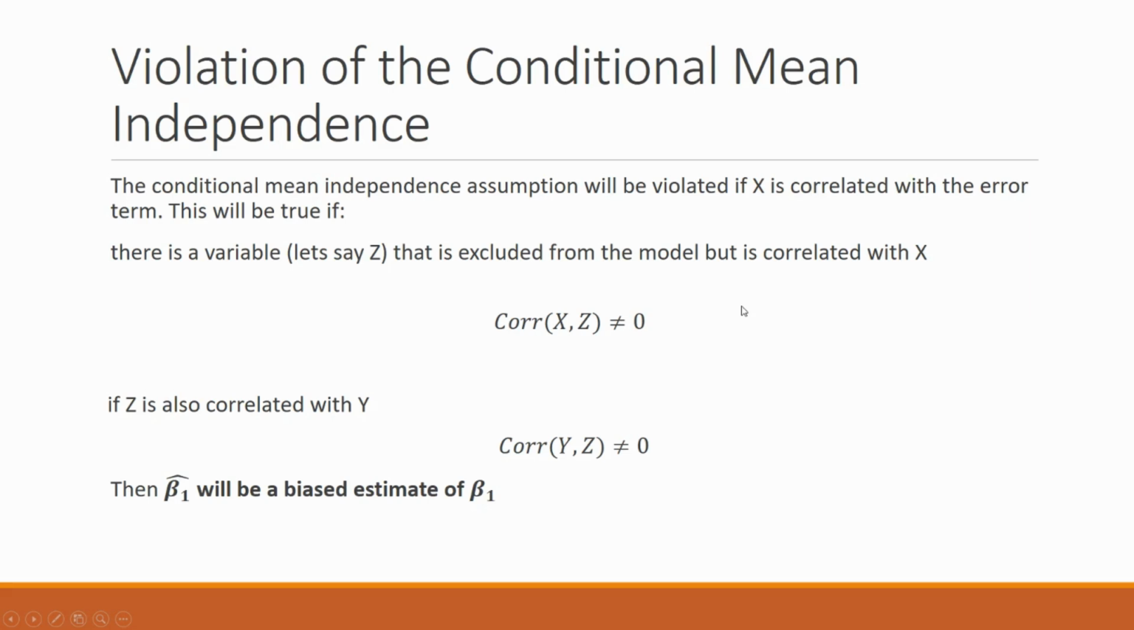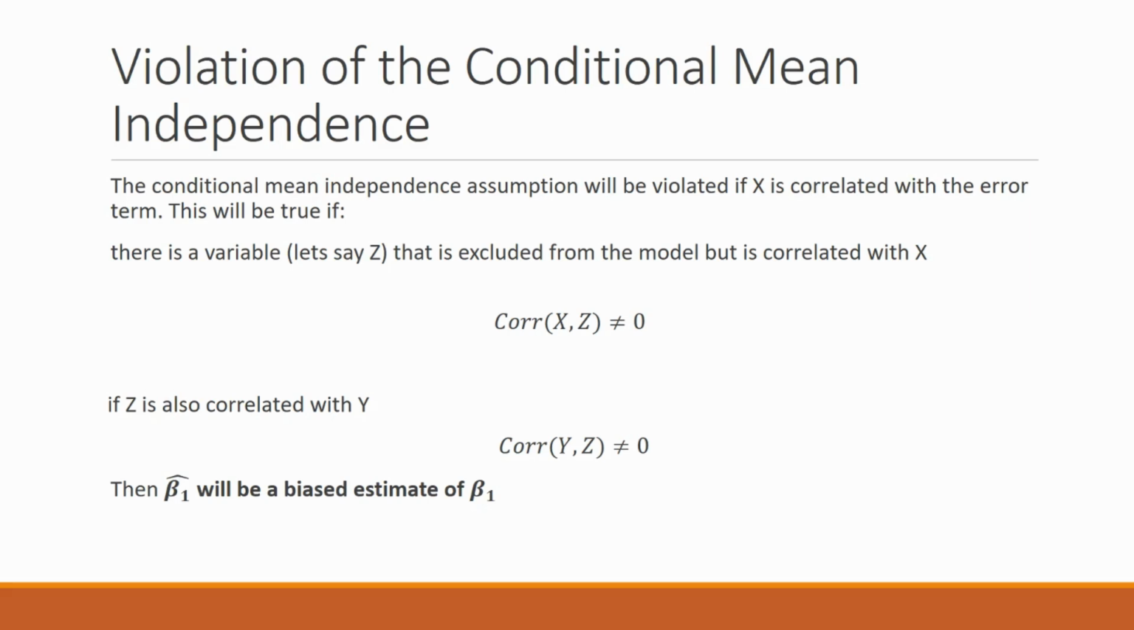Now if z, this omitted variable excluded from the model, is also correlated with the dependent variable, so the correlation coefficient is not equal to 0, then beta 1 hat will be a biased estimate of beta 1. This is the consequence of violating the conditional mean independence assumption. If we violate this assumption, then beta 1 hat will be biased.